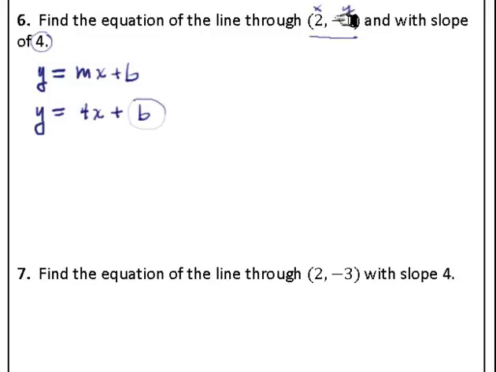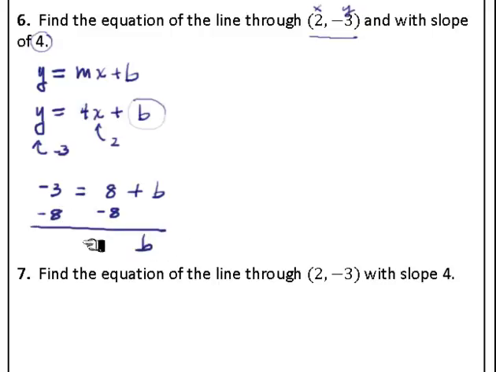We'll substitute 2 for x and minus 3 for y. All right, so we have minus 3 is equal to 4 times 2, that's 8, plus b. And just subtract 8 from both sides, and we have b is equal to minus 11. So let's finish what we started here, and we have the equation of our line is y is equal to 4x minus 11.